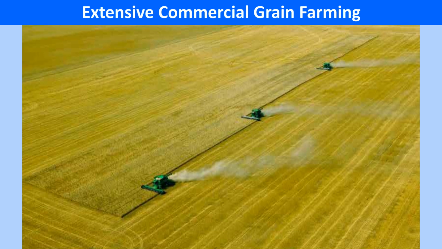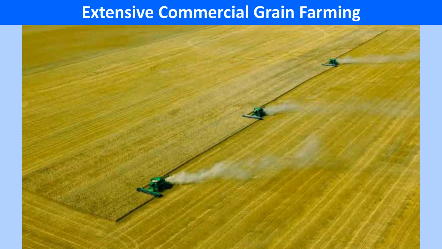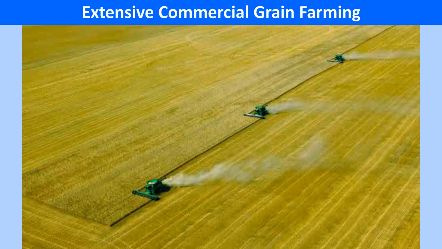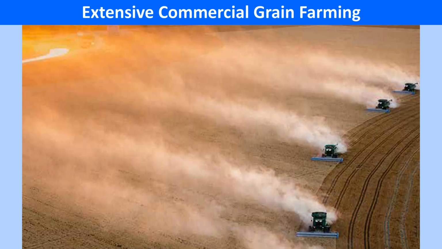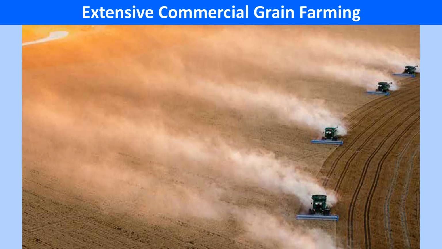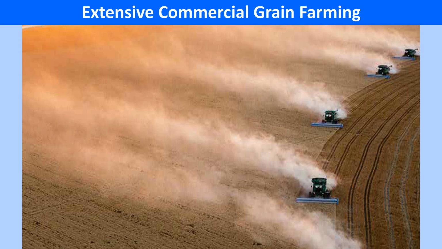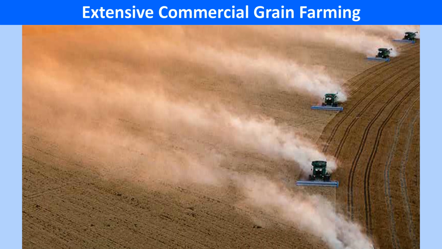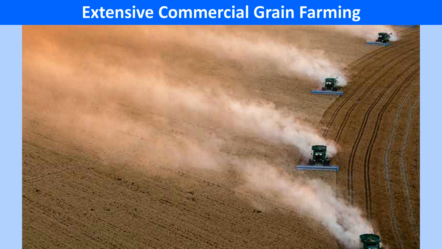Extensive commercial grain farming. What were once the temperate grasslands are today the granaries of the world. Today, the prairie and the steppe lands are used to cultivate grain, especially wheat, on a very large scale, the bulk of which is for world trade.